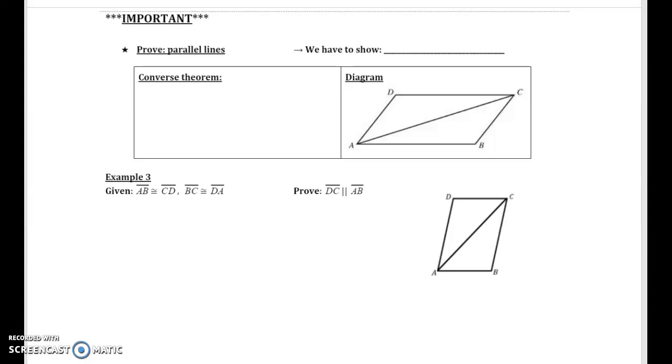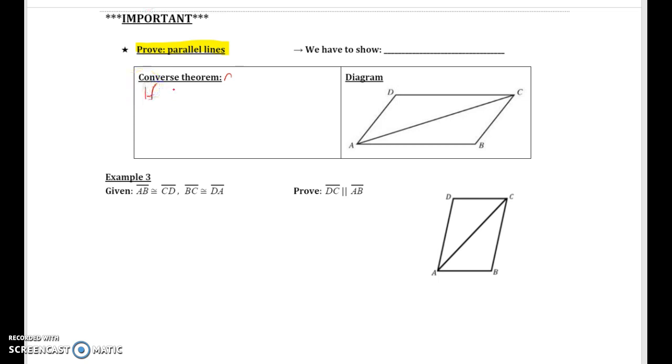Unit 4, so we are going beyond CPCTC. Something you may be asked to demonstrate or prove is that two lines are parallel to one another. In order to do that, we need to demonstrate one of our angle relationships, and often the angle relationship that we're going to show is alternate interior angles are congruent. Because if the alternate interior angles are congruent, then the two lines cut by a transversal are parallel. So the converse theorem would be the converse of the alternate interior angle theorem.